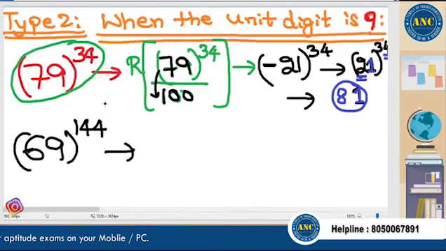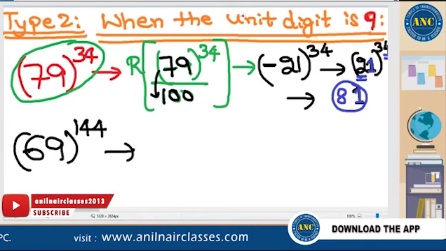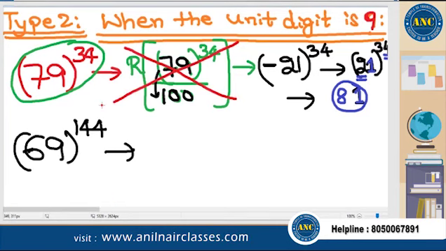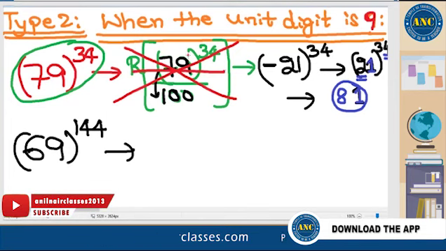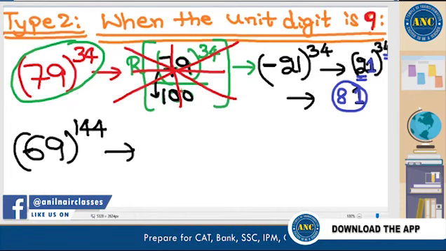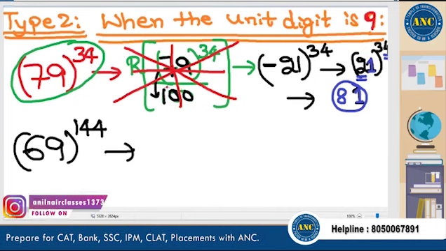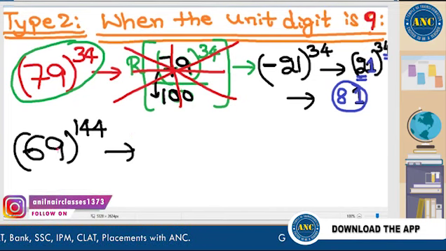144. Now 69 power 144: the last 2 digits is the remainder when you divide 69 power 144 by 100. But don't keep writing this point again and again in your examination and waste your time. You might take probably 5 seconds in writing this point. That is only 5 seconds, but that 5 seconds is extremely important in so many other problems. Don't waste your time by writing unnecessary steps.